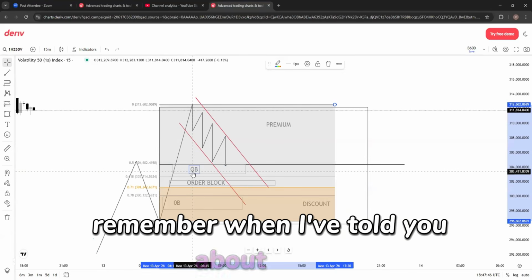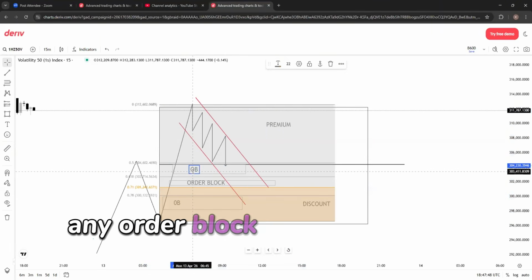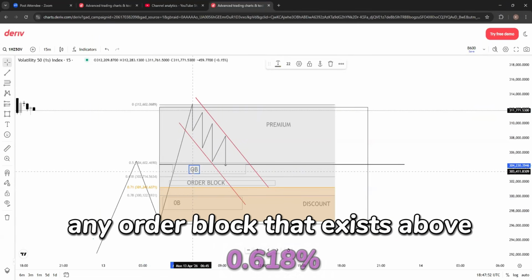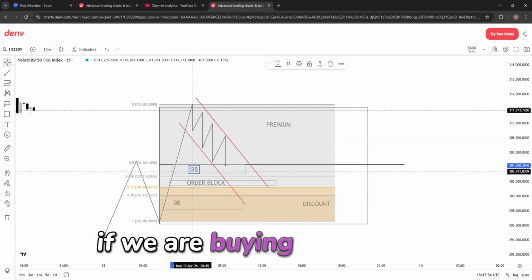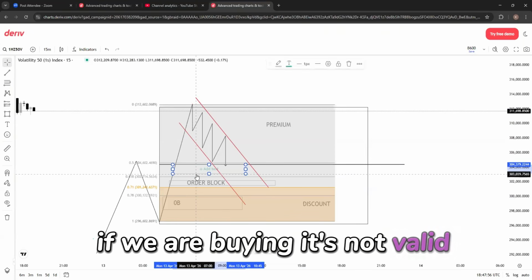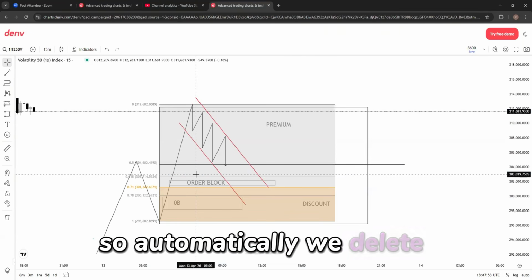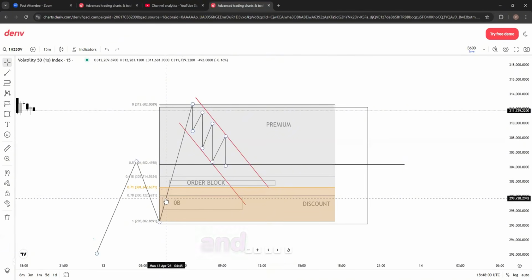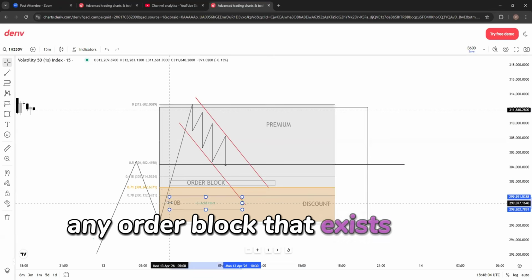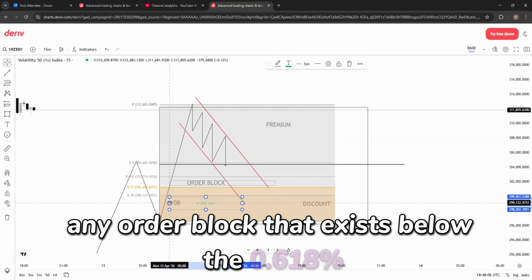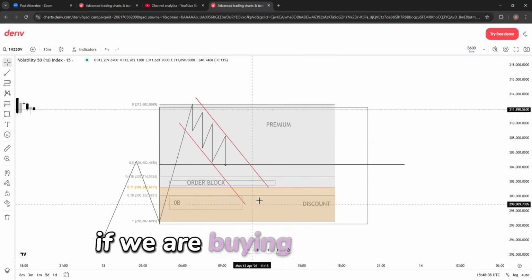Remember, when I taught you about the fib, any order block that exists above the 0.618 if we are buying is not valid, so automatically we delete it. And we said any order block that exists below the 0.618 if we are buying is of interest.